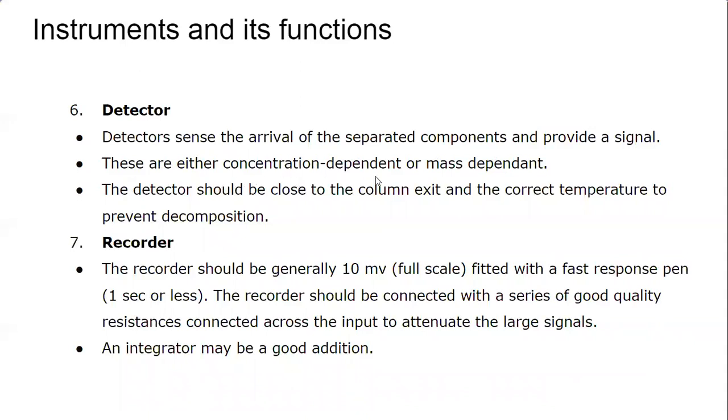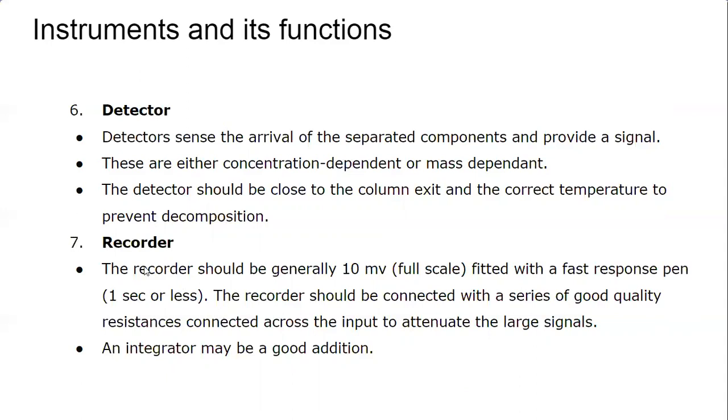These are either concentration dependent or mass dependent. Concentration dependent means quantitative analysis, and mass dependent means qualitative analysis. The detector should be close to the column exit and at the correct temperature to prevent decomposition. That means for the detector we need to maintain an appropriate temperature that our components can withstand. If the temperature of the detector is too high, then what happens? The separated component may undergo decomposition at that temperature, so we may get a different interpretation.